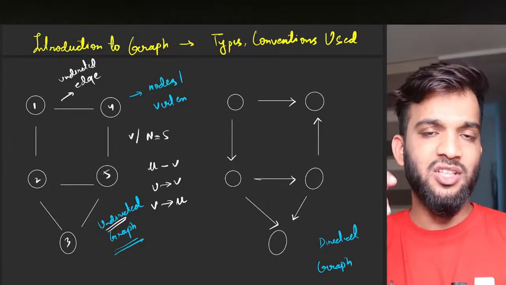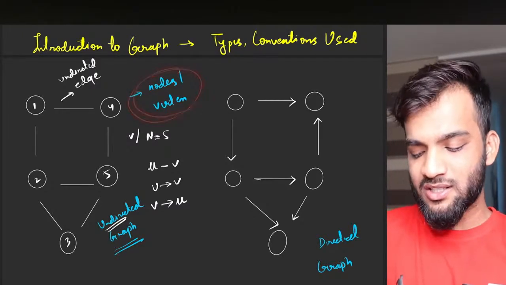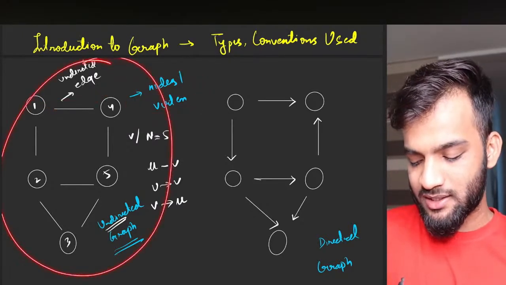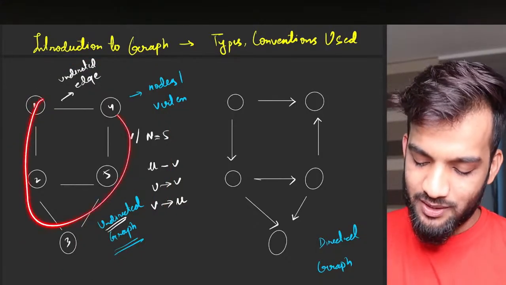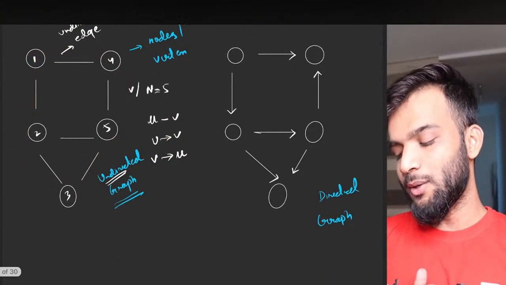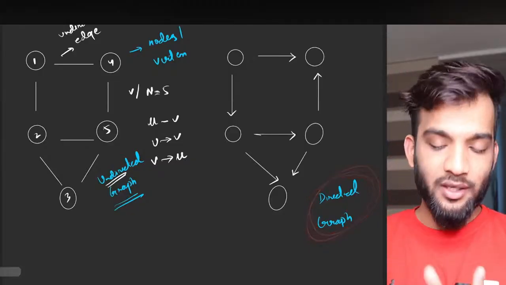So as of now, we just need to know about these terminologies: node, vertex, undirected edge, and this is known as an undirected graph. Okay, now is it compulsory that the graph has to be something like a circle or something like that? We will be talking about that, but before that, let's understand what is a directed graph.